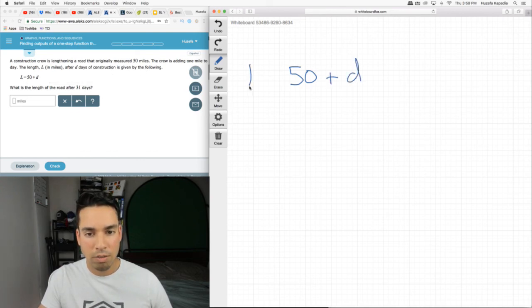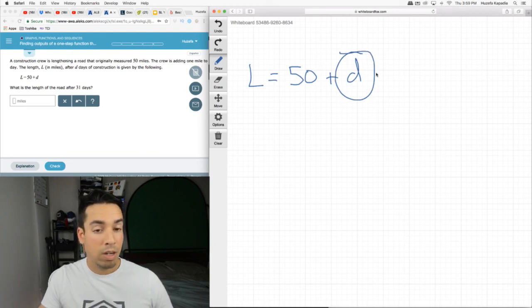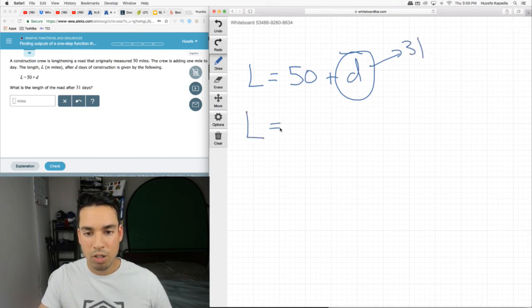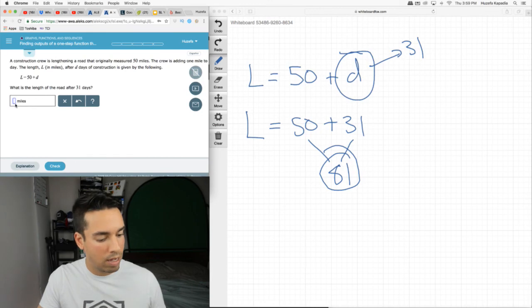Oh, so they actually did it for us. What is the length of the road after 31 days? Remember, D represents days. So if we want to find where it is after 31 days, we just plug in 31 for D. So now we'll rewrite this equation as L equals 50 plus 31. And then we carry out this addition. 50 plus 31 is 81. So it is simply 81 miles.